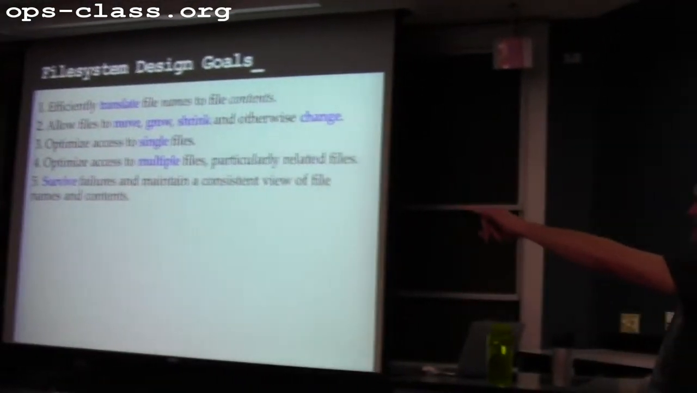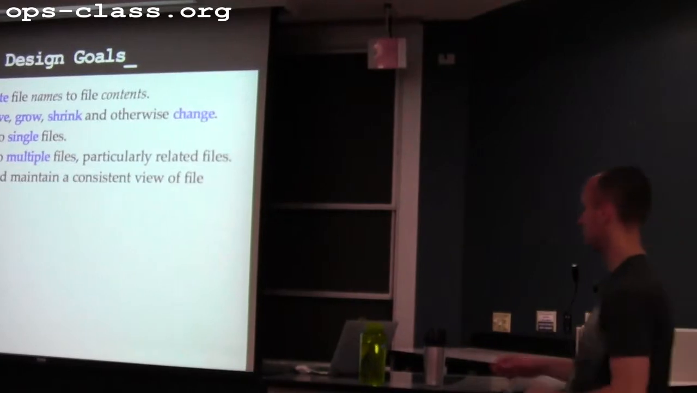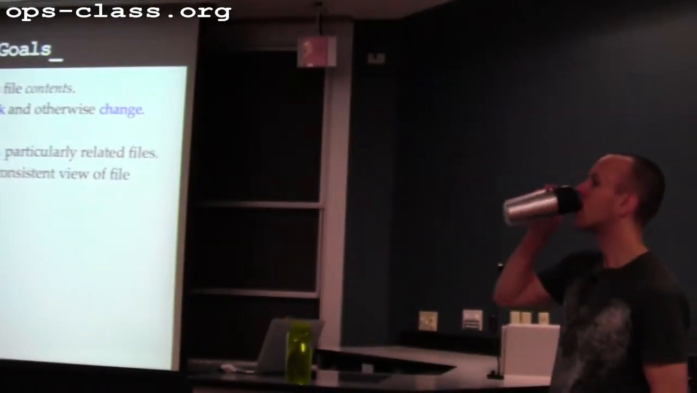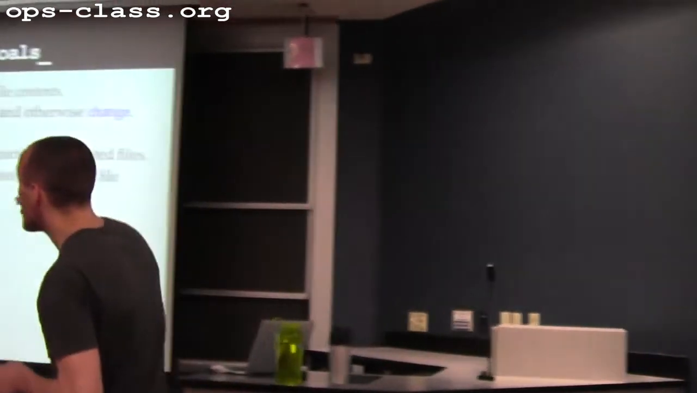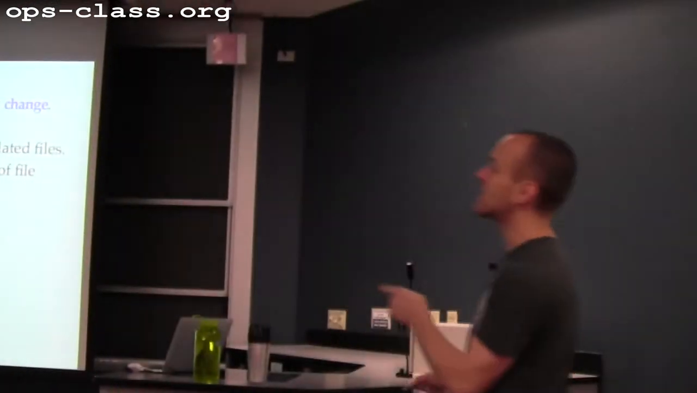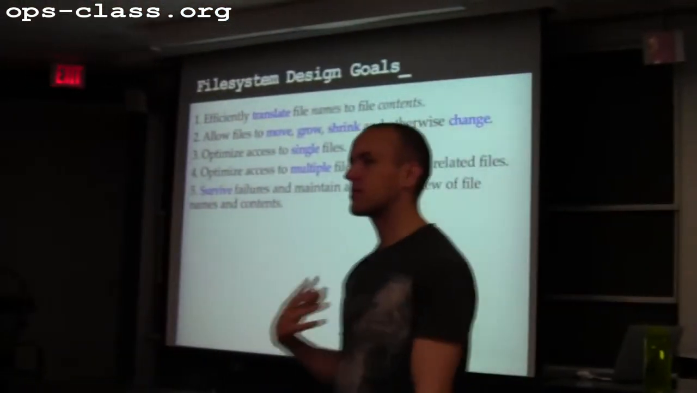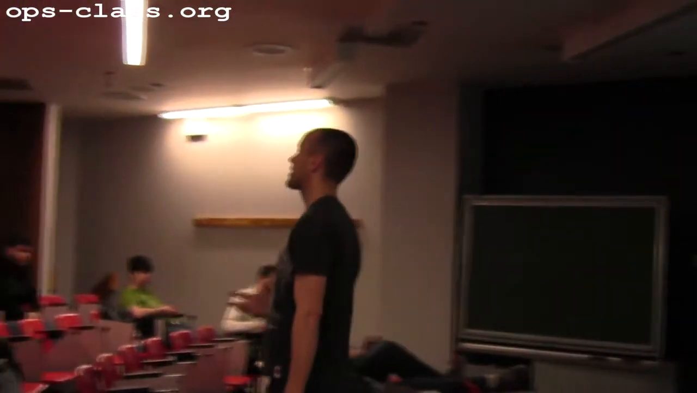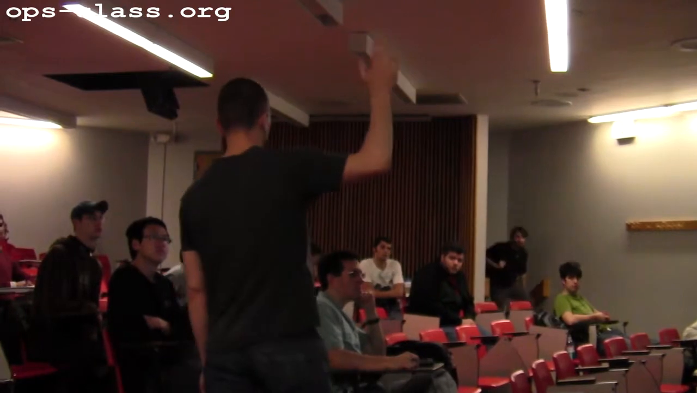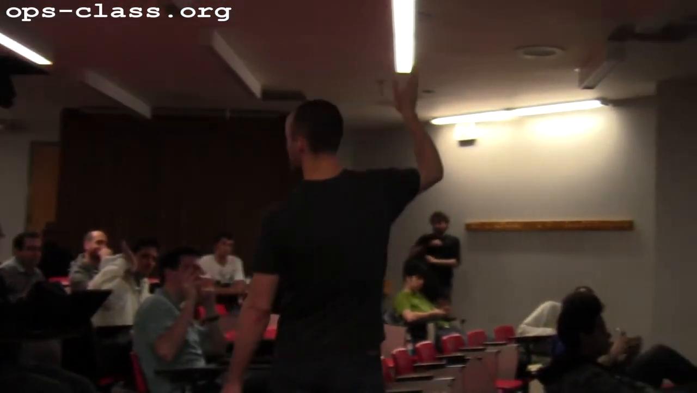Questions about file system design goals? Oh yeah. So actually, that's great. That's not on here, but that's a great design goal. So there are file systems, not some of the ones that you guys are used to, but there are file systems that do versioning, right? And they do automatic backups, right? So a lot of networked file systems. How many people have ever used an NFS file system that has a snapshot folder?